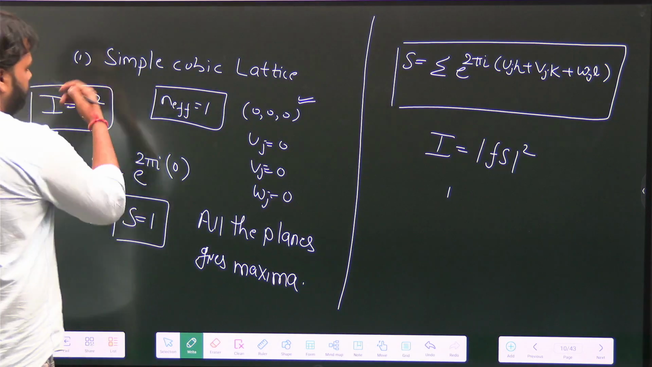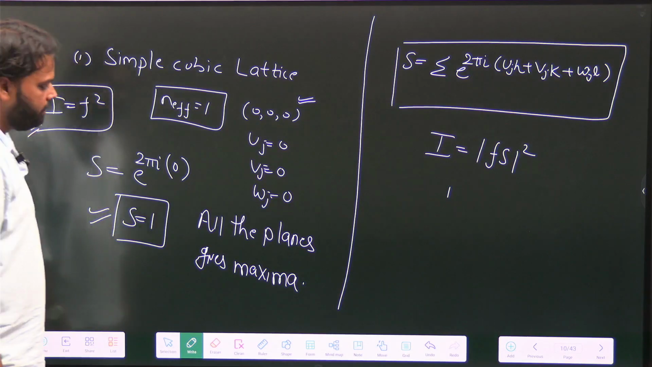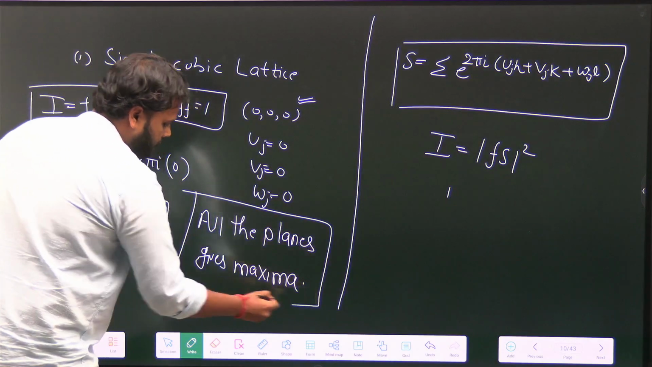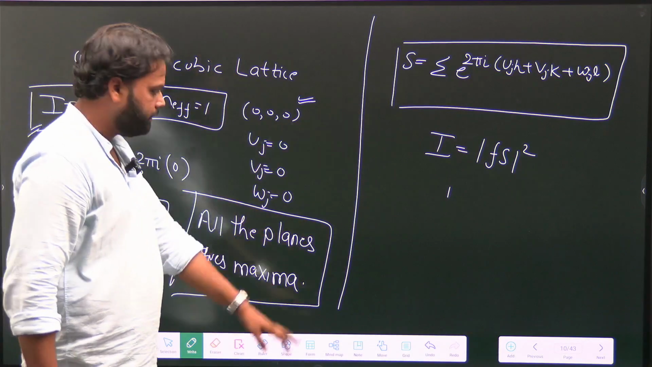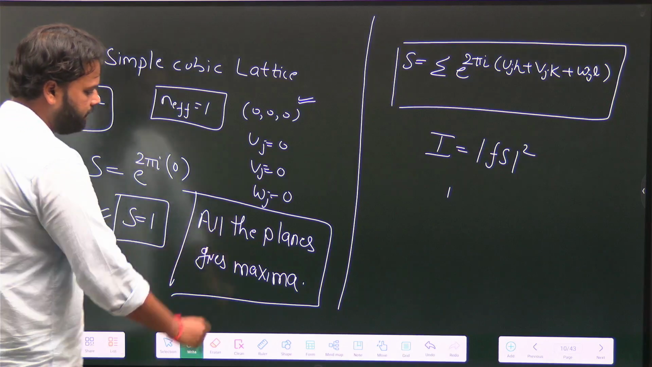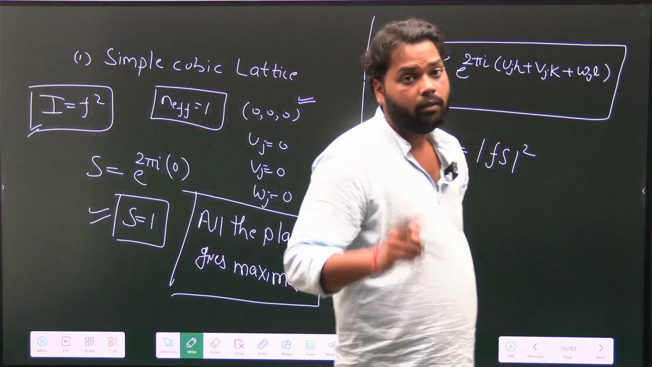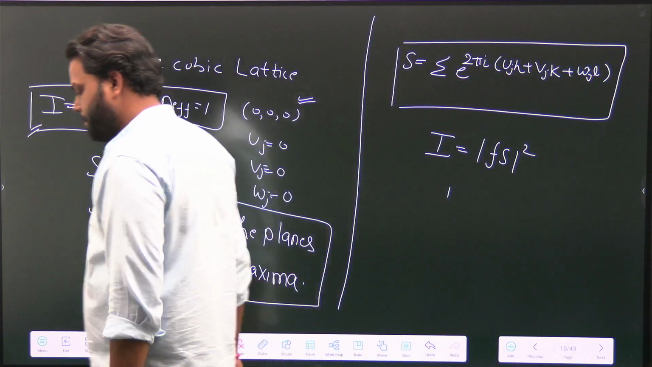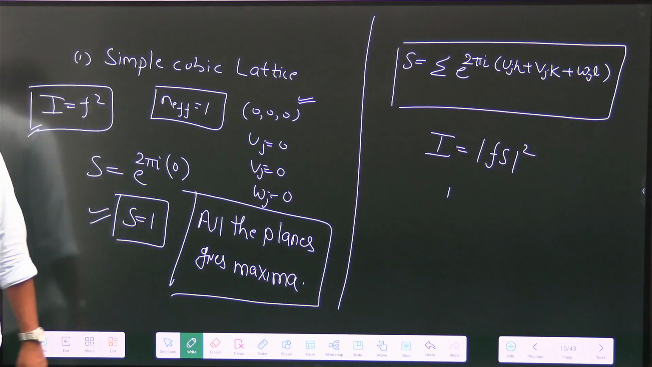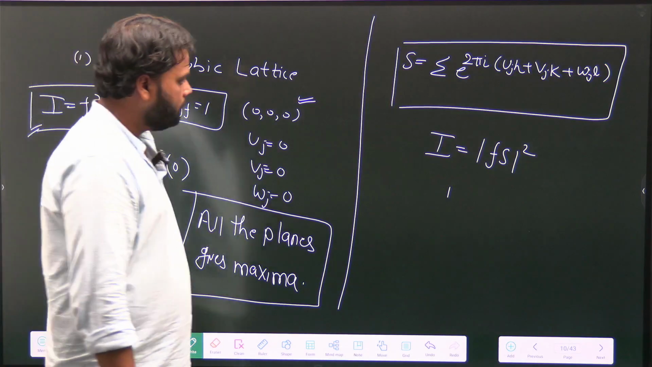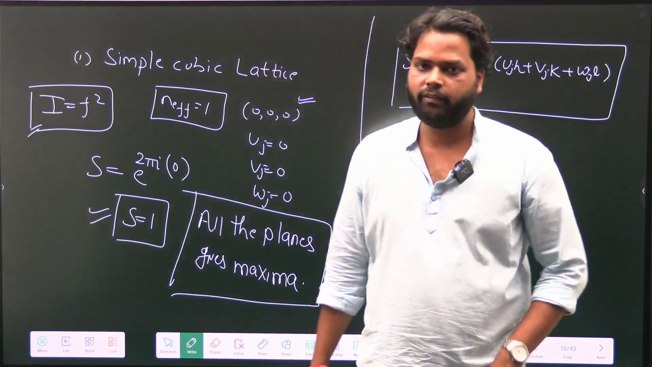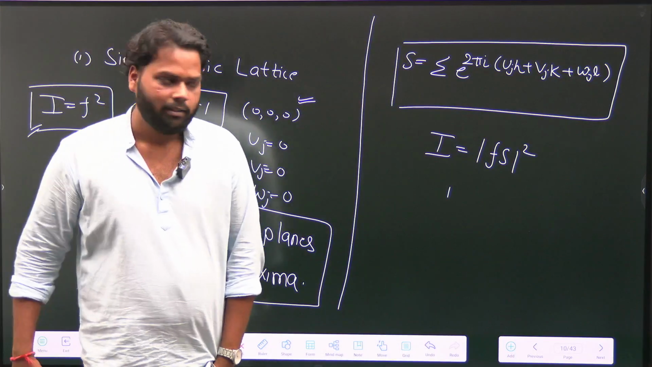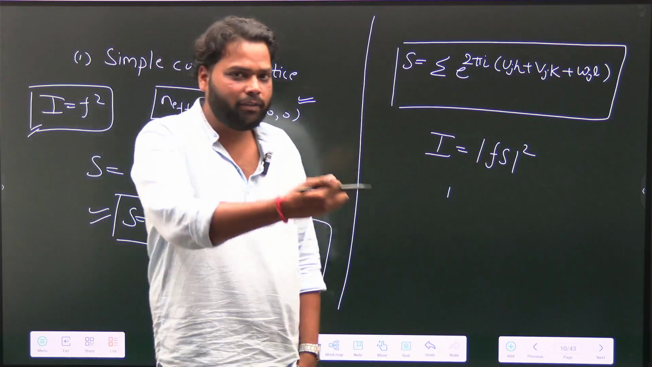So the intensity of the simple cubic lattice is f square. And this is the big statement from your exam point of view. I will also make a chart for this complete set of structures. All the planes give maxima. All planes will be visible for the simple cubic. Yes, exactly, every plane will give constructive interference in a simple cubic. That is what it means. Once we discuss BCC, it will become even clearer.